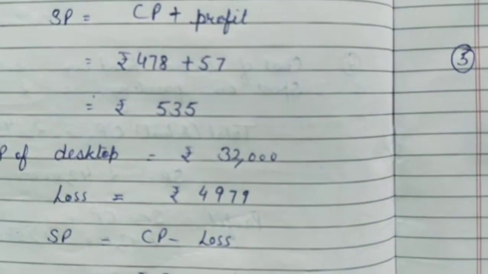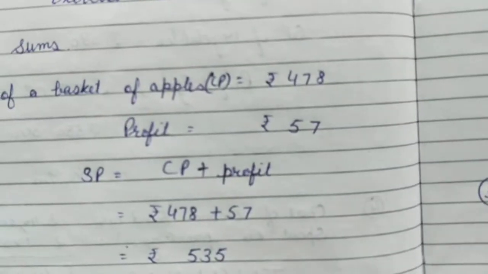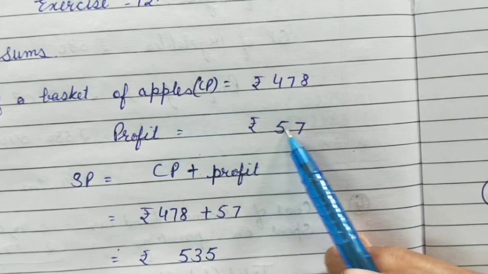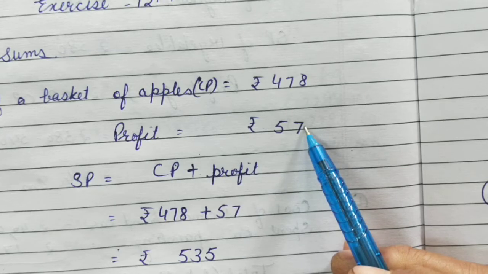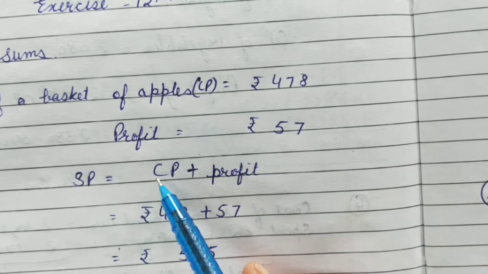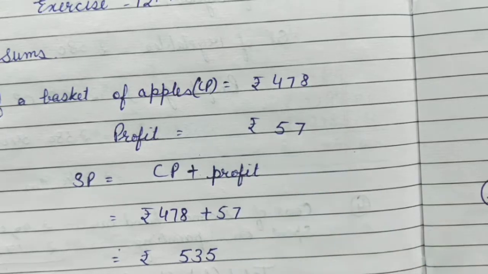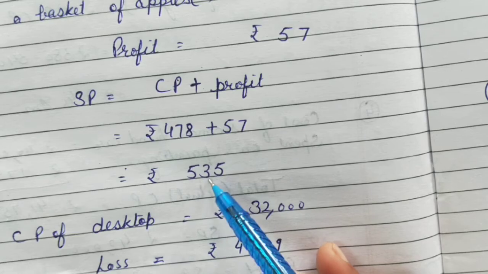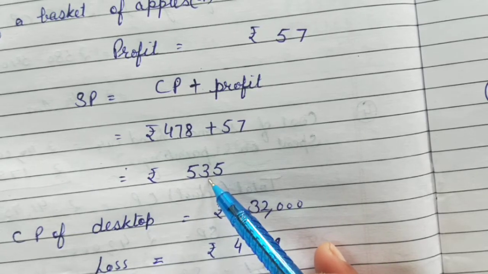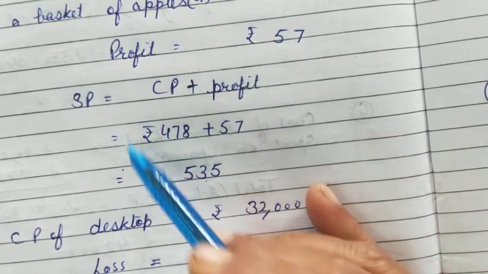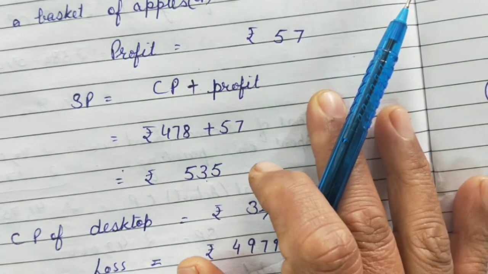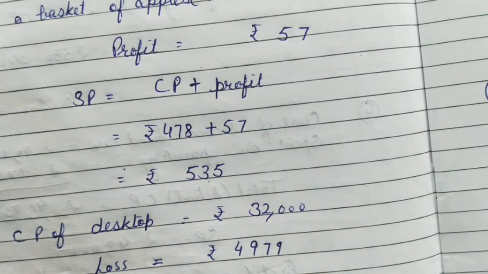Question number 1. We have given cost of basket of apples is rupees 478 and profit is rupees 57. You know the formula? Yes, SP is equal to CP plus profit. We'll add profit to CP. If we add, we will get SP, that is rupees 535. You have done all this type of questions in exercise 12.3. These are same questions as you have done in exercise 12.3.